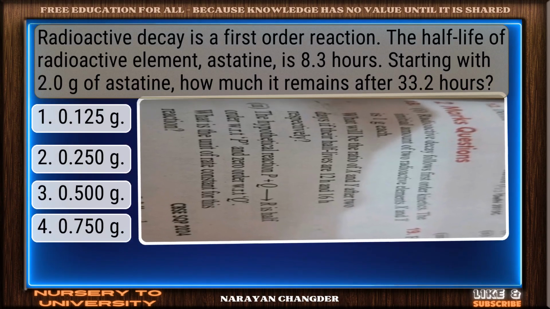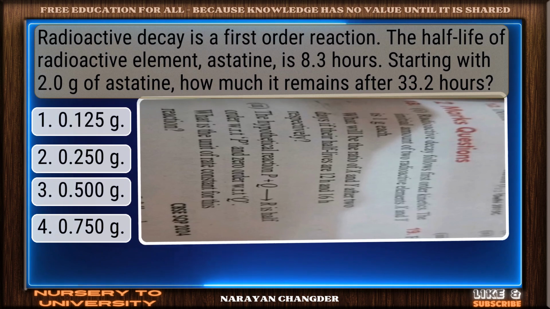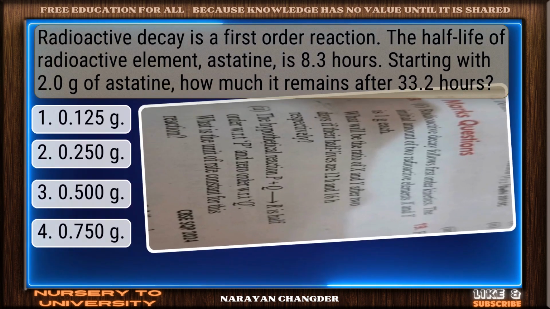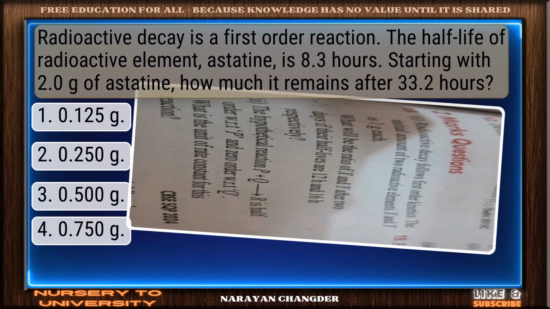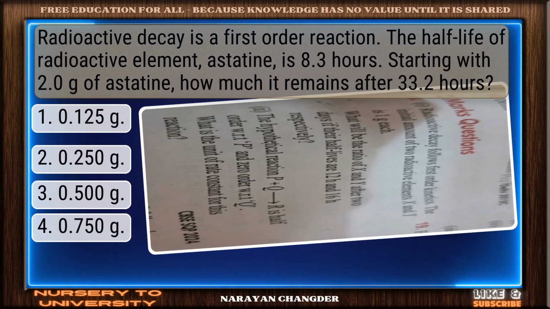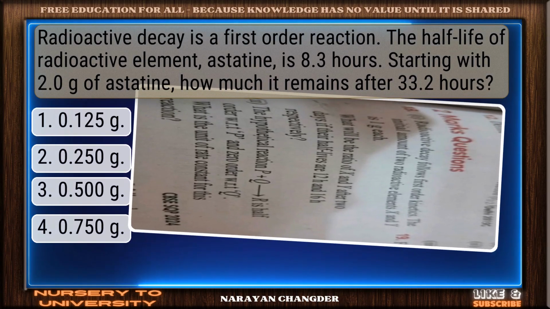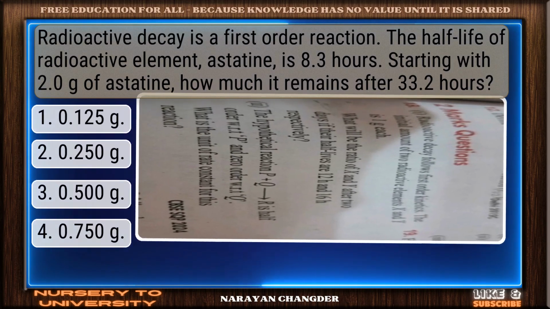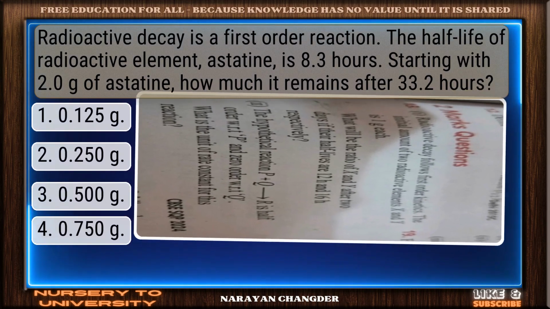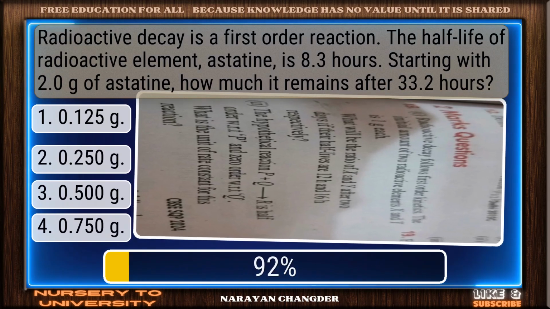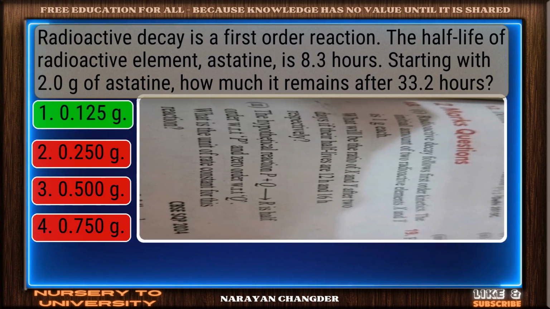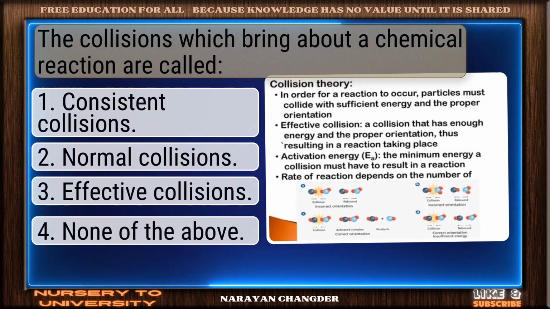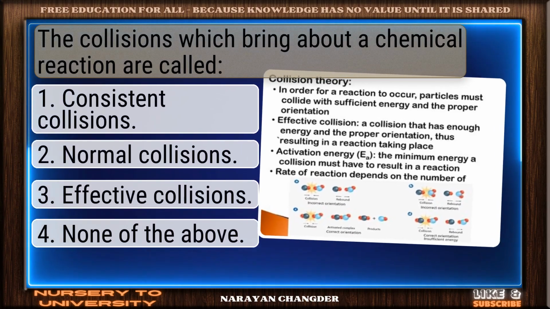Radioactive decay is a first-order reaction. The half-life of radioactive element astatine is 8.3 hours. Starting with 2.0 g of astatine, how much remains after 30.2 hours? Option 1, 0.125 g. Option 2, 0.250 g. Option 3, 0.500 g. Option 4, 0.7 g. Perfect choice, 0.125.